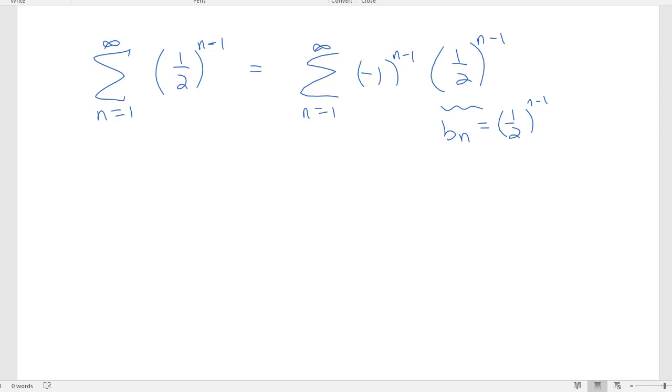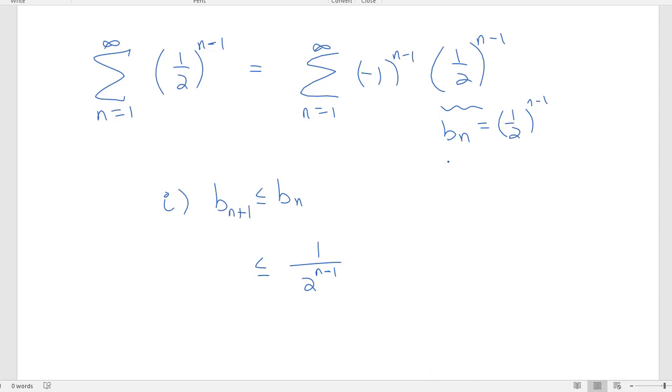And in order to use the alternating series test, I have to show two things are true: that the terms decrease and that they go to zero. So let's take a look at the first one. If this is my b sub n, I'm going to write this as (1/2)^(n-1). It's just going to be a little more convenient for showing this is true. And then b sub n plus 1.